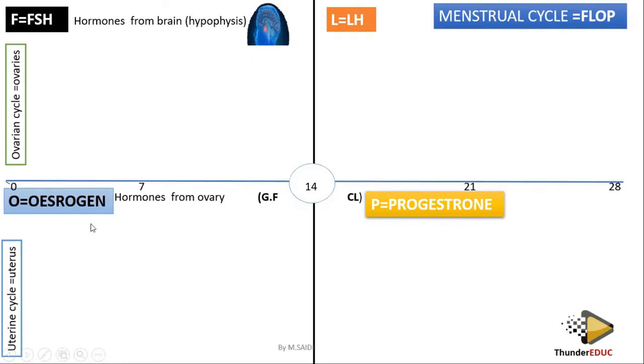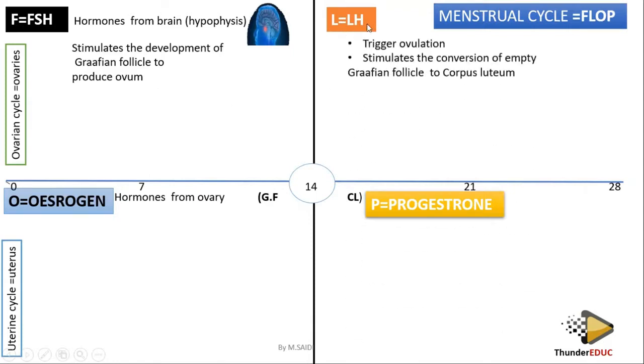Let's look at the function of each so that we can see exactly what is happening. From its name, follicle-stimulating hormone is the hormone which stimulates the Graafian follicle, the development of the Graafian follicle. And then you have luteinizing hormone. This one triggers ovulation. When you touch the trigger of a gun, the bullet comes out. So this one triggers ovulation. Our bullet in this case is the ovum. The moment it triggers ovulation, the ovum is released. It doesn't stop there.